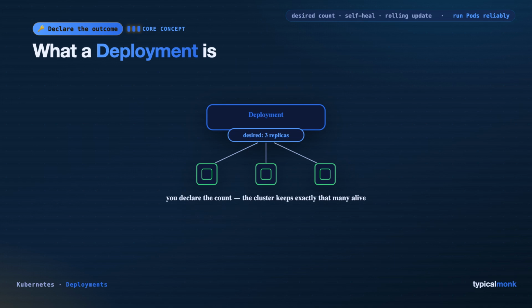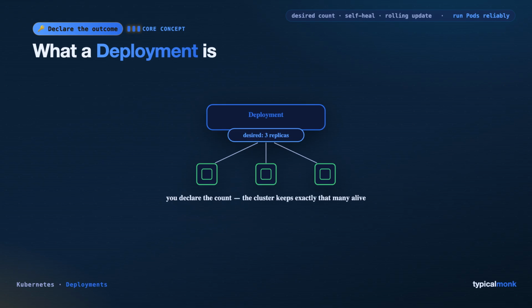This is the spec versus status idea, made concrete and powerful. The replica count you declare is the spec, what you want. The pods actually running are the status, what is. And the deployment's entire job is to close any gap between them forever.